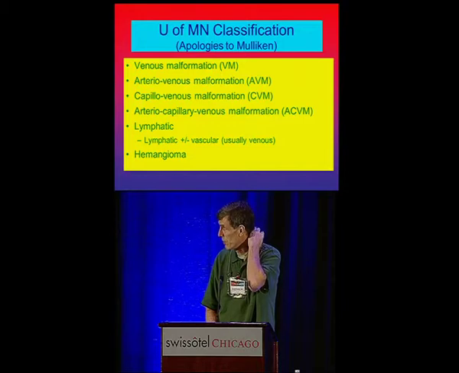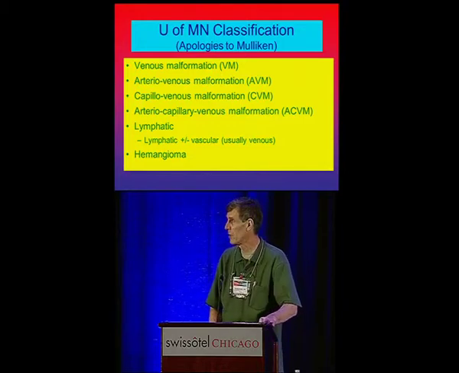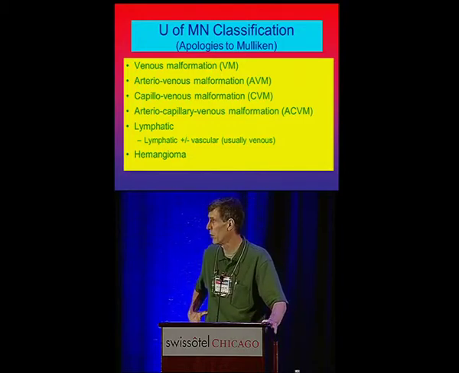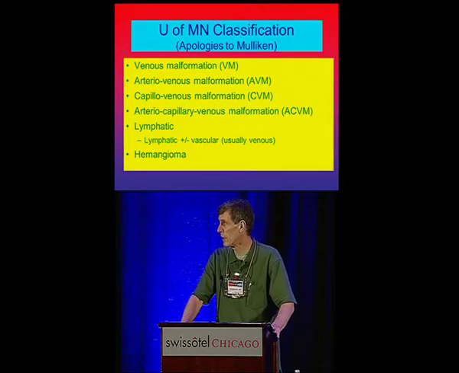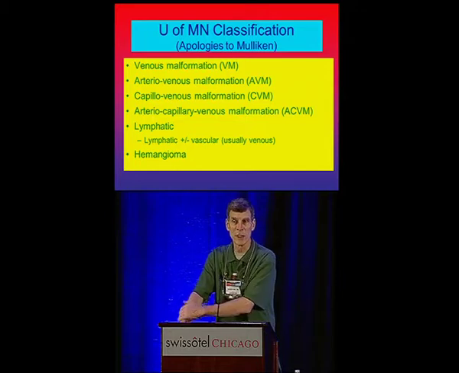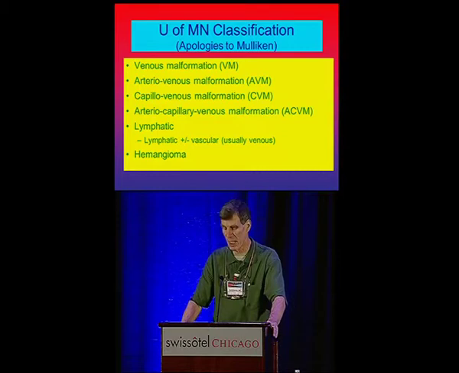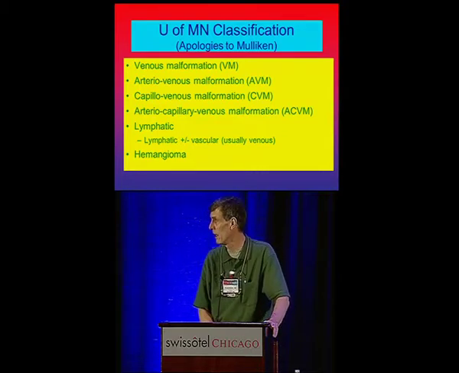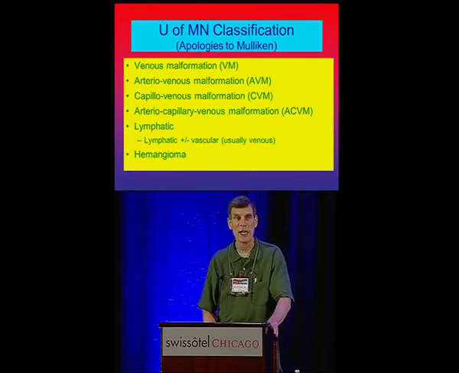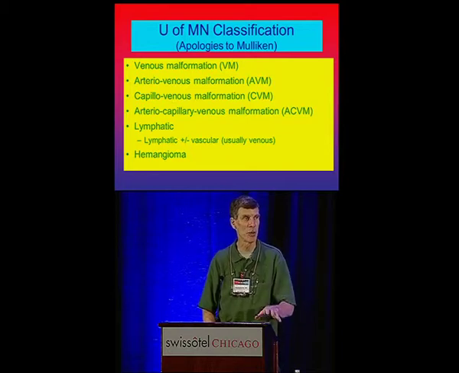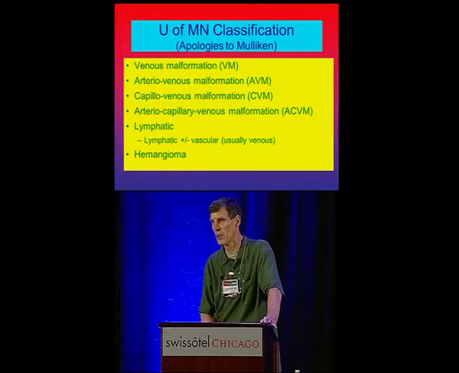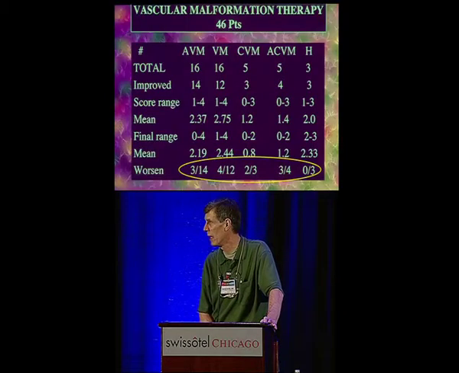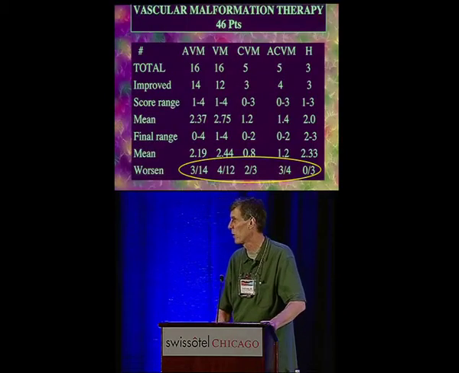With apologies to Mulliken, because there's a couple variations, the way that we classify them at Minnesota is into the categories that you can see here. And we've found in treating a lot of patients with lymphatic abnormalities, particularly the head and neck, that a lot of them have venous and vascular components as well. And then, as you notice, hemangioma really sits out at the bottom because hemangioma is a true tumor. And so we don't really include that except as a separate category.